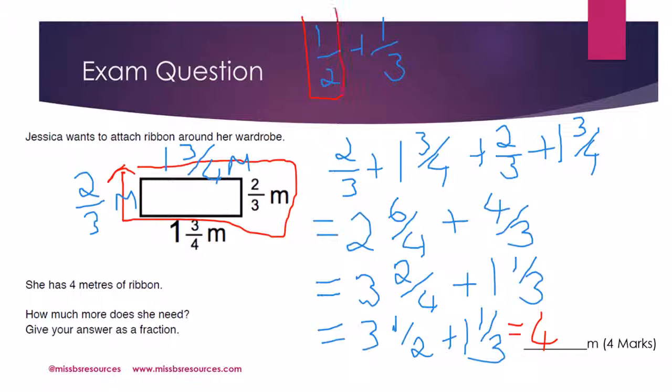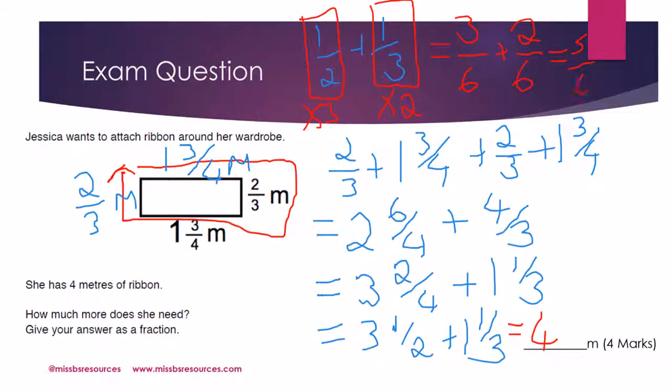1 times 3 is 3. 2 times 3 is 6. 1 times 2 is 2. 3 times 2 is 6. 3 add 2 makes 5 sixths. So you've got 4 and 5 sixths.